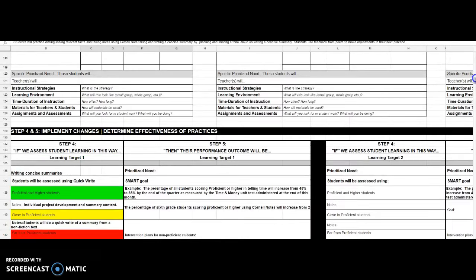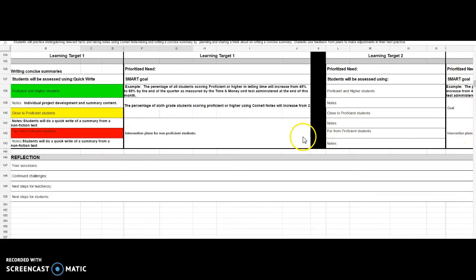The other change I want to just talk about is step 4. Step 4, again, is just documenting here the particular learning target, standard, short cycle, noting the different student groups and how they will be assessed. Step 5, we have some revisions from last year.